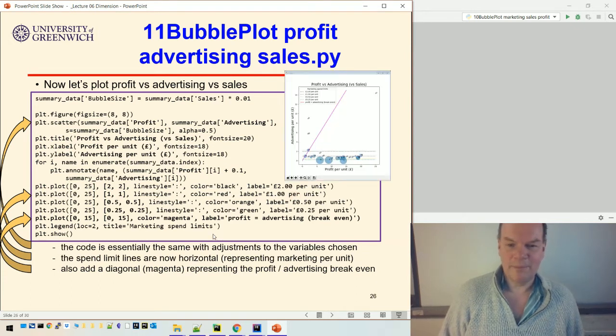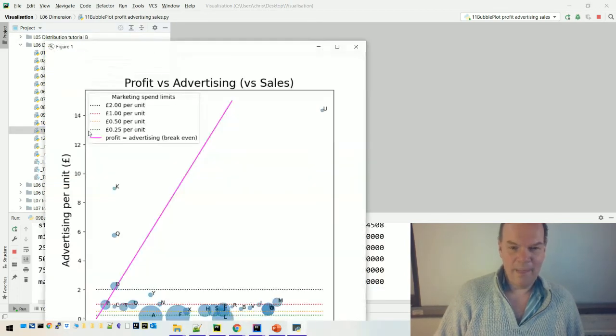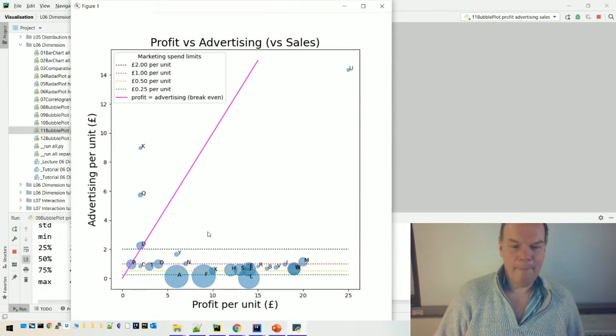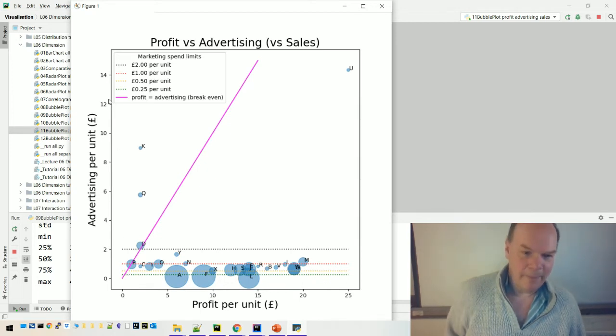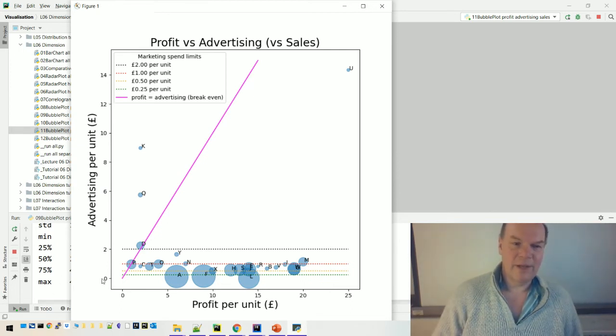Let's see the picture. This is what the picture looks like. Let's draw that much bigger. So there it is. That's showing us that the amount spent per unit for the really big selling products, AF and L, is much lower than 0.25 per unit. So they go at the bottom of this chart this time, because advertising is on the left hand side, so as advertising per unit goes up, they're spending more per unit.